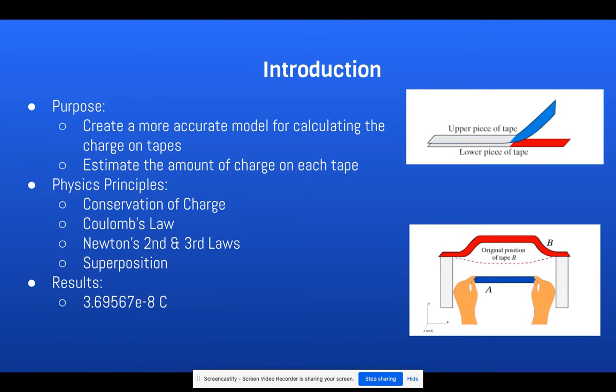My result for the charge calculated by my new code is 3.69567 e to the negative 8 coulombs.